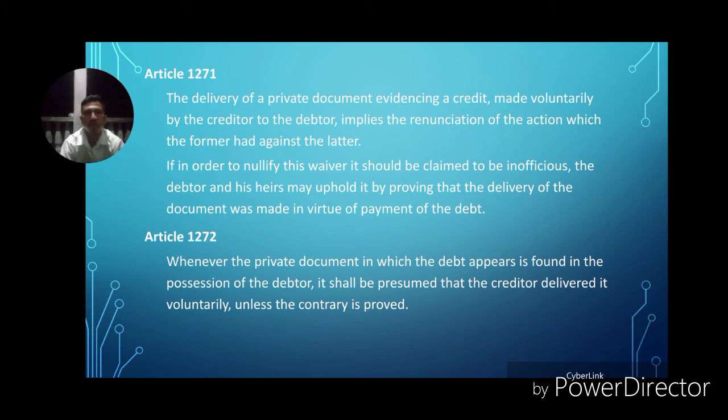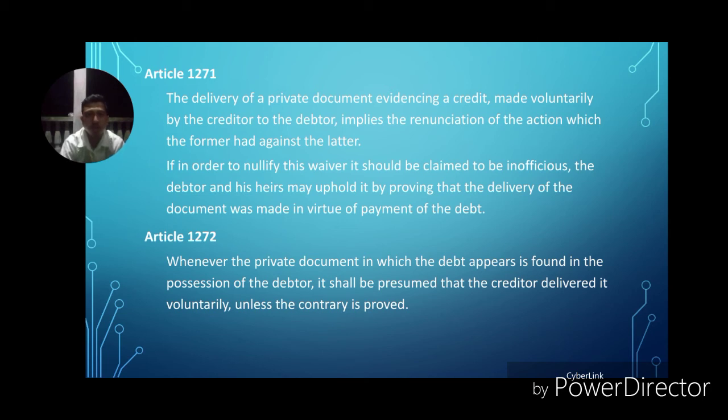Article 1271. The delivery of a private document evidencing a credit, made voluntarily by the creditor to the debtor, implies the renunciation of the action which the former had against the latter. If in order to nullify this waiver, it should be claimed to be inofficious, the debtor and his heirs may uphold it by proving that the delivery of the document was made in virtue of payment of the debt.